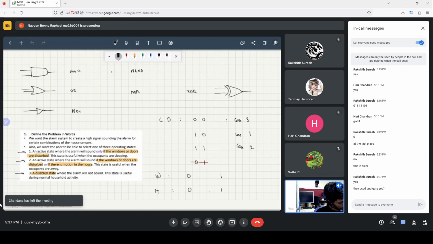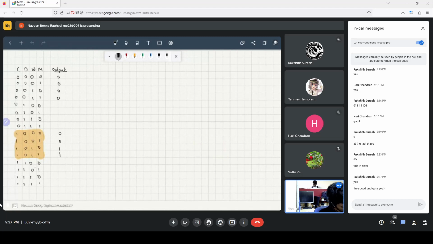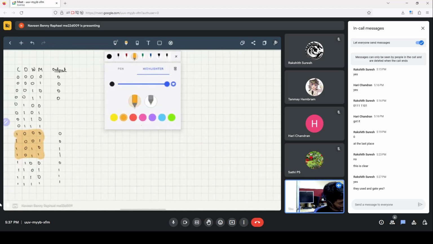1 1 is case 2, and this is only when there's motion in the house or if the windows and doors are disturbed. So that is 0 1 1 1. I hope that made sense.